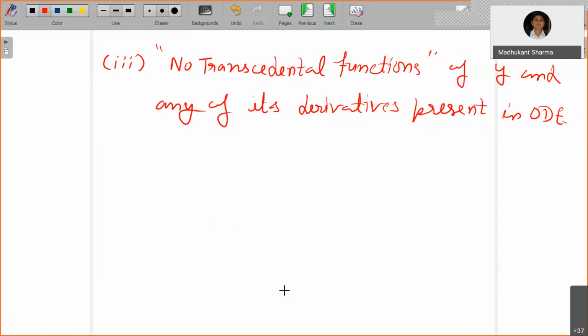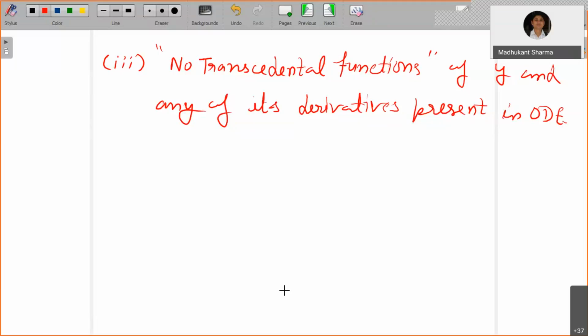If any one of y and its derivative has a degree not equal to 1, it may be -1, -2, -3, or 1/2, 1/3, or 4. So you have to get rid of these things. If they are not of degree 1 in the same obtained equation, then it is going to be a non-linear differential equation.